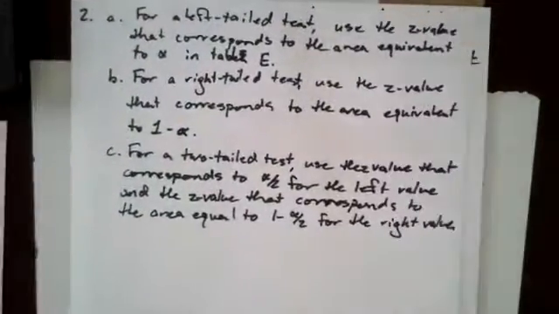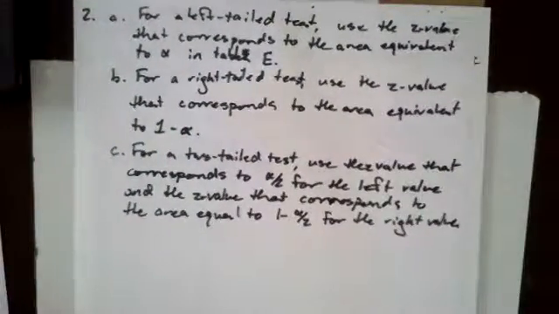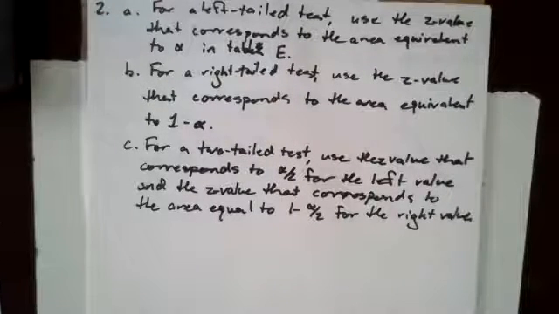Second, for a left-tailed test, use the z-value that corresponds to the area equivalent to alpha in table E. For a right-tailed test, use the z-value that corresponds to the area equivalent to 1 minus alpha. For a two-tailed test, use the z-value that corresponds to alpha over 2 for the left value, and the z-value that corresponds to the area equal to 1 minus alpha over 2 for the right value.